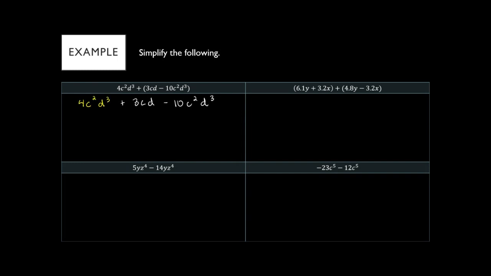So we're going to start with our 4c squared d cubed, and then that also is like terms with this minus 10c squared d cubed. So I'm going to just write that first. You have 4c squared d cubed minus 10c squared d cubed. And then I have this plus cd that doesn't have anything that it matches with, because it's not a like term, it's got different variables.